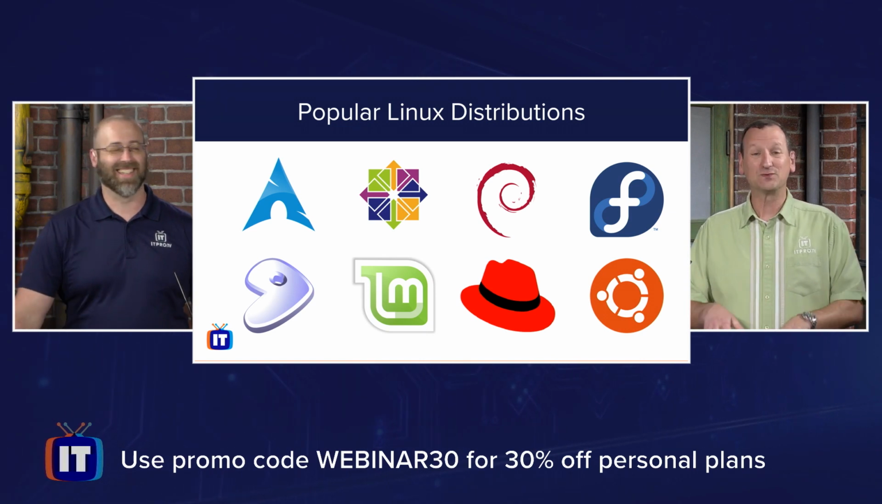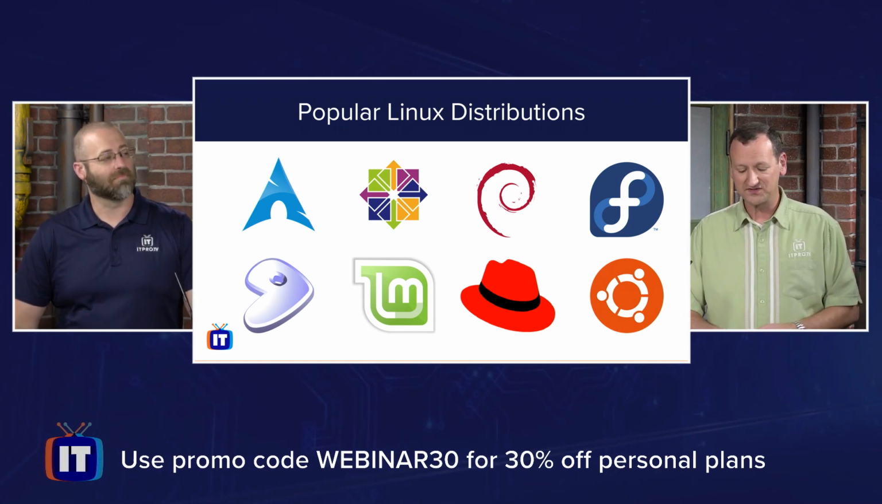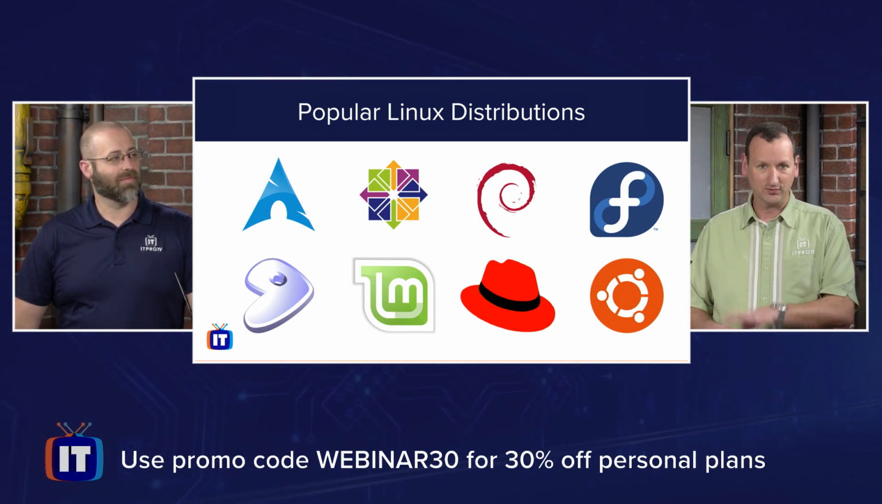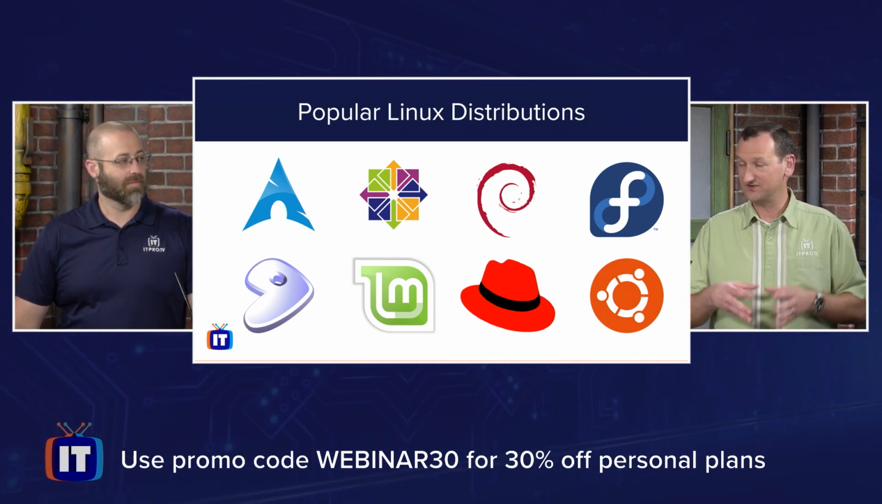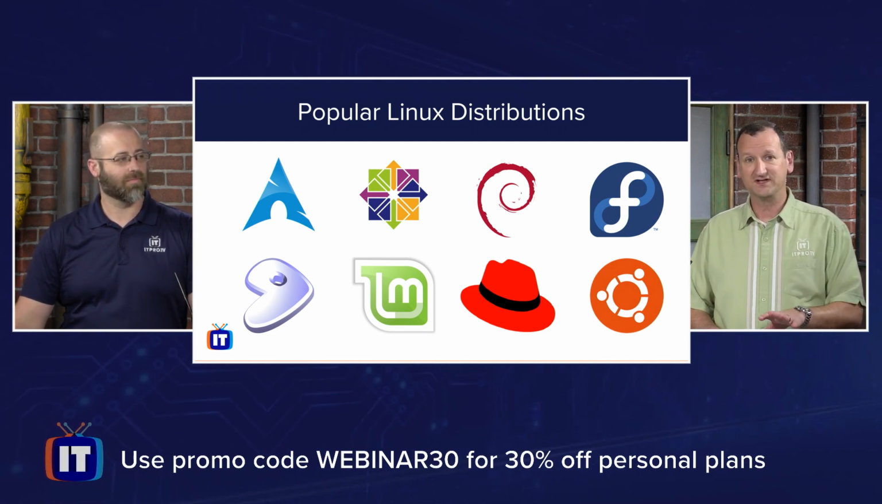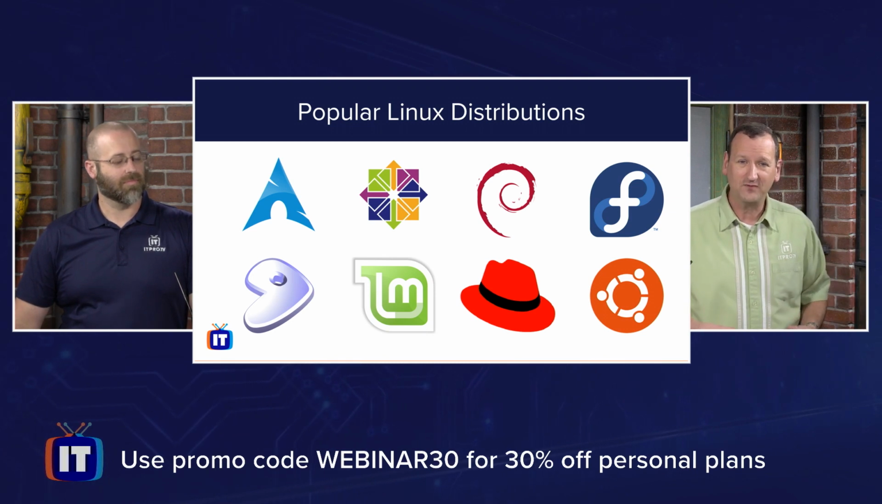Yep. Now, many of these are related to each other in one form or another. So, for example, CentOS, Red Hat, and Fedora are related. Debian, Ubuntu, and Linux Mint also are related. Some are really just independent, standing on their own, like Arch Linux and Gentoo, but these are some of the most common ones that are available today.